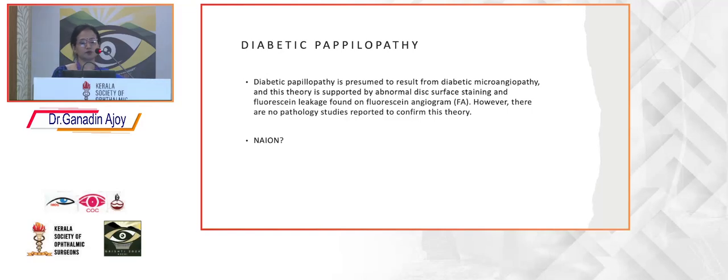So diabetic papillopathy. What is diabetic papillopathy? It's presumed to result from diabetic microangiopathy, and this theory is supported by abnormal disc surface staining and fluorescein leakage found on FA. There are no pathological studies to confirm this theory. So is it NAION? Is it not NAION? The tug of war goes on. I consider it part of ischemic optic neuropathy and treat it as such.